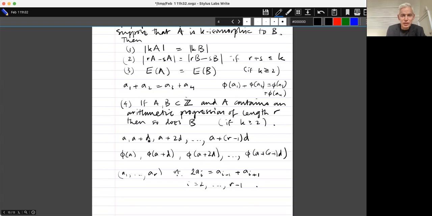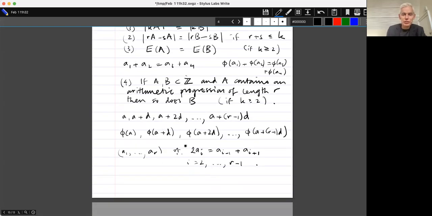If we want d to be non-zero, so some non-trivial arithmetic progression, well, that's going to be preserved because phi is a bijection. And so we can rewrite this equation as a_i plus a_i equals a_{i-1} plus a_{i+1}. And now by the definition of a Freiman homomorphism of order 2, if we apply phi to both sides, we get phi of a_i plus phi of a_i equals that. And that's exactly what we wanted to guarantee that this sequence is also an arithmetic progression. And obviously, if all of these belong to A, then all their images belong to B, because phi is a function from A to B.